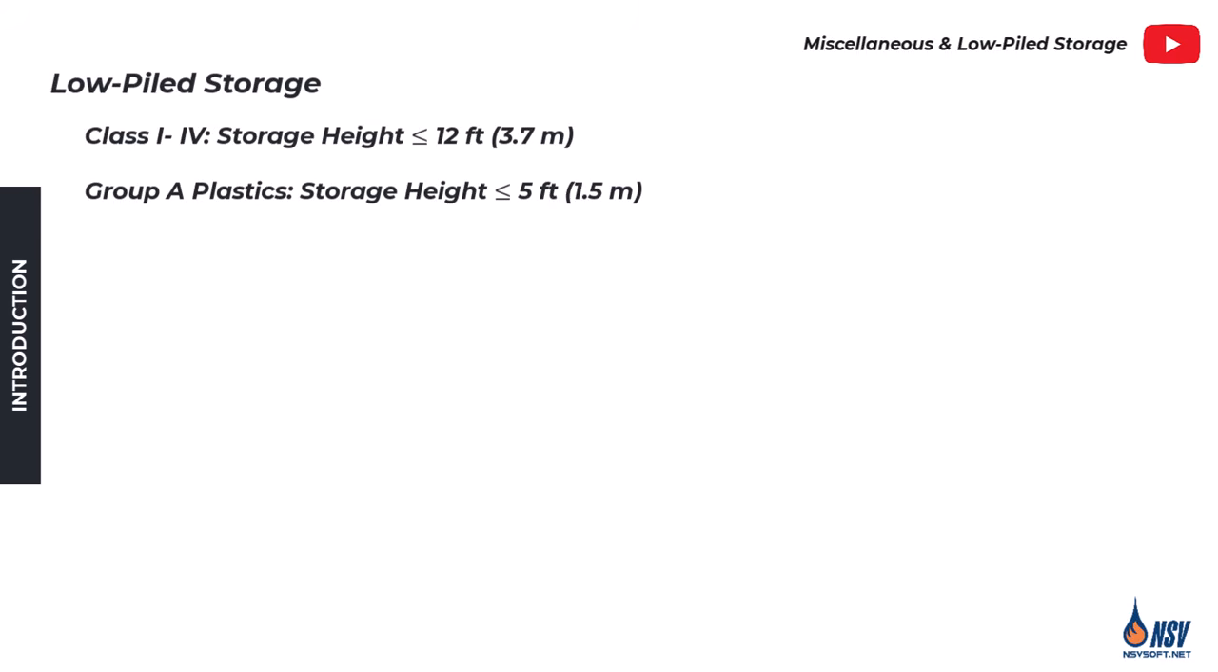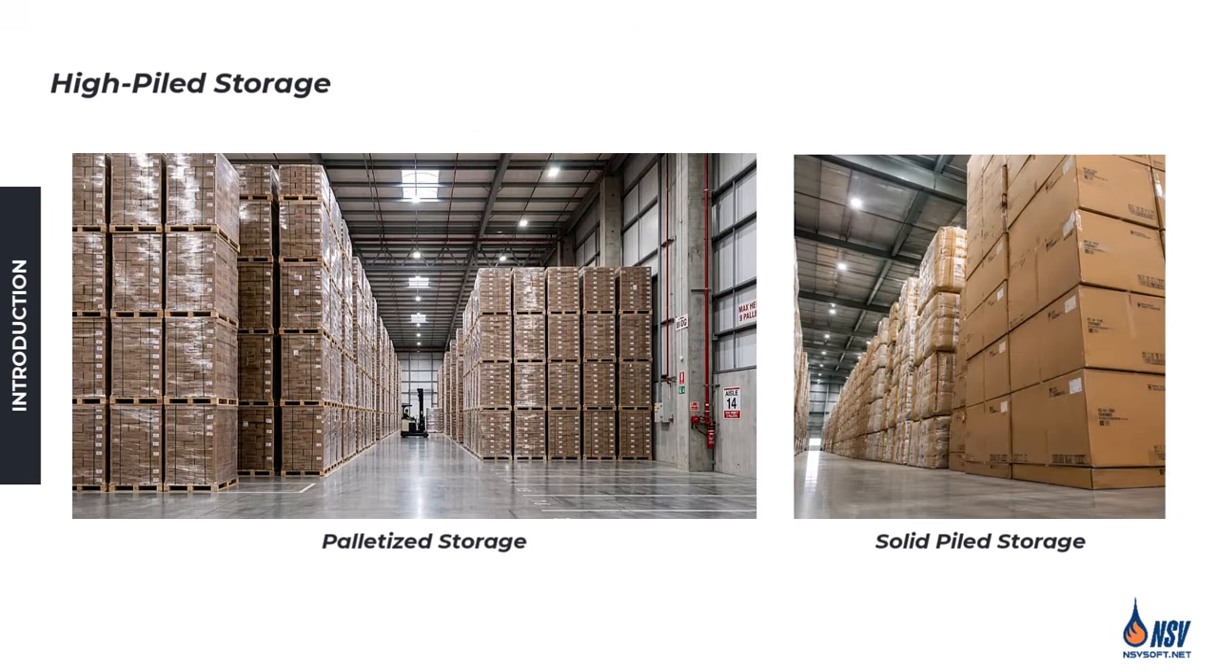In the previous video, we covered the definitions for low-piled storage of Class 1 through 4 and Group A plastics. High-piled storage applies whenever we exceed those height limits. In this video, we will review the design requirements to protect high-piled, palletized, and solid-piled storage using CMDA, CMSA, and ESFR sprinklers.